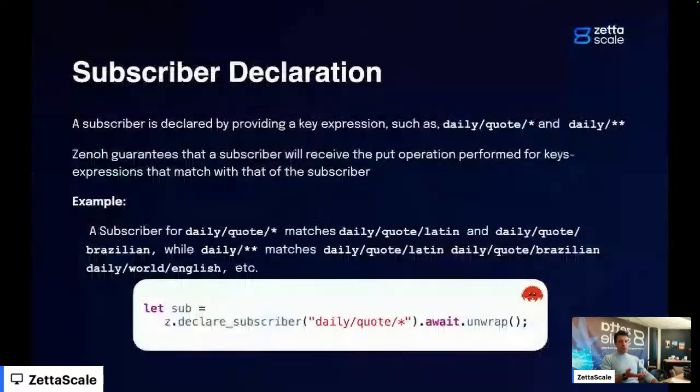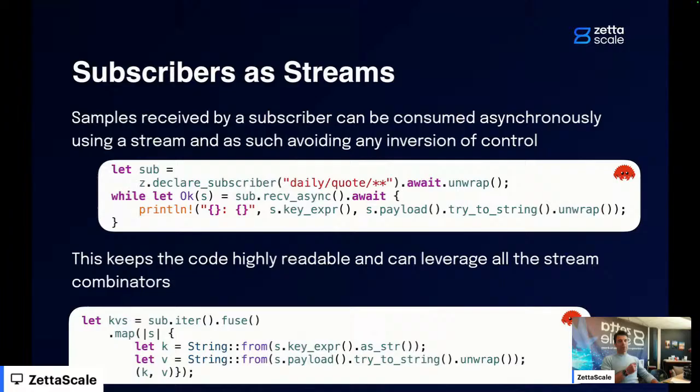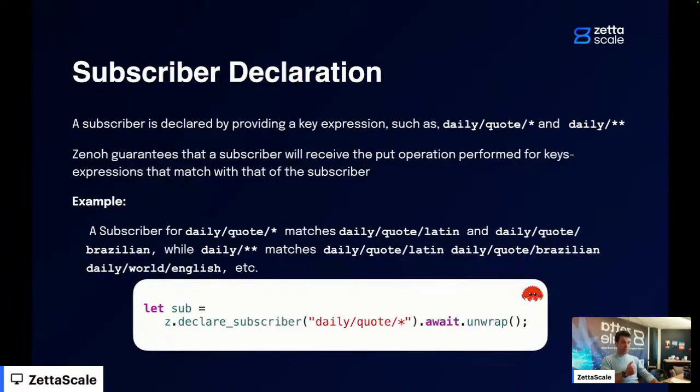Subscriptions are pretty straightforward. You declare a subscriber, you provide the key expression, and you get a stream that you can iterate through. If you use asynchronous programming or synchronous programming, because you have a stream also for the synchronous case, as if it was a container. And for those of you that are fond of functional programming, you can also use higher-order programming on streams in any programming language that supports that, like Rust.